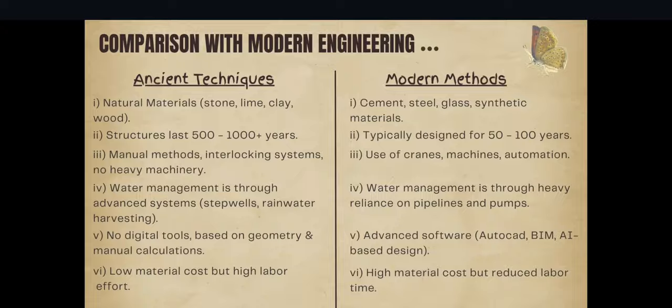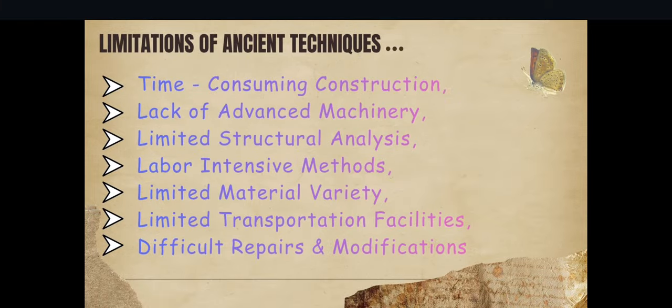In ancient technique, no digital tools, based on geometry and manual calculation. In modern time, we use advanced software such as AutoCAD, BIM, AI based tech design. In ancient technique, low material cost but high labor effort. But in present time, high material cost but reduced labor time. Another slide is of limitations of ancient technique. Limitations are time consuming construction, lack of advanced machinery, limited structural analysis, labor intensive method, limited material variety, limited transportation facilities, difficult repair and modification.